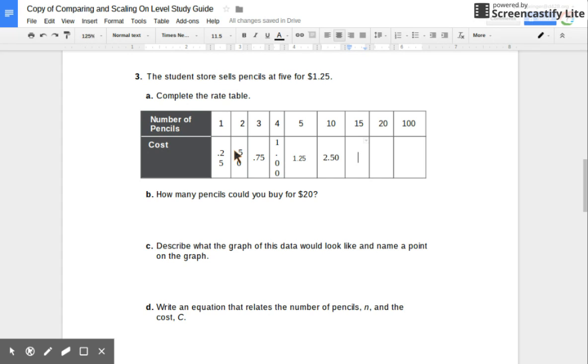That should be $1.25 plus $2.50, so that should be $3.75. And that's just going to be double how much 10 pencils cost. And that should be 100 times more than what one pencil costs, so $25. So the question, how many pencils could you buy for $20? We see right here, because we filled in our table, it's just going to be $5.